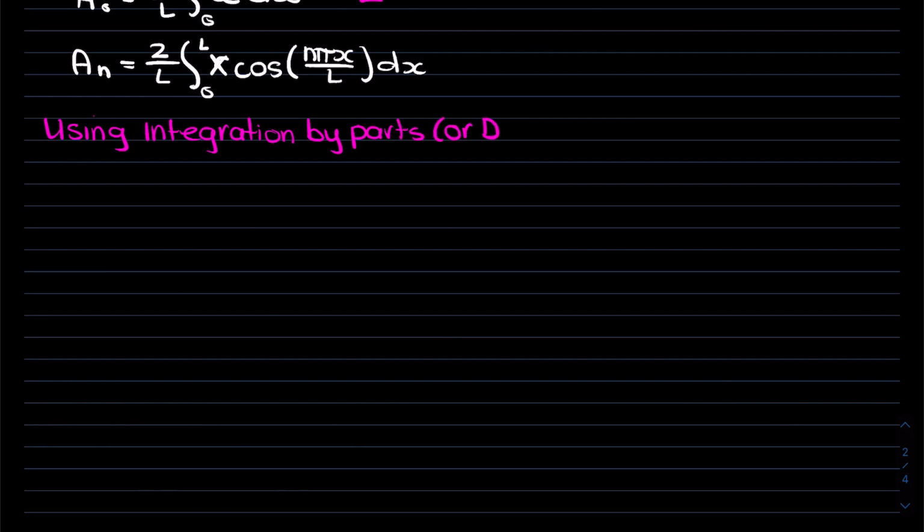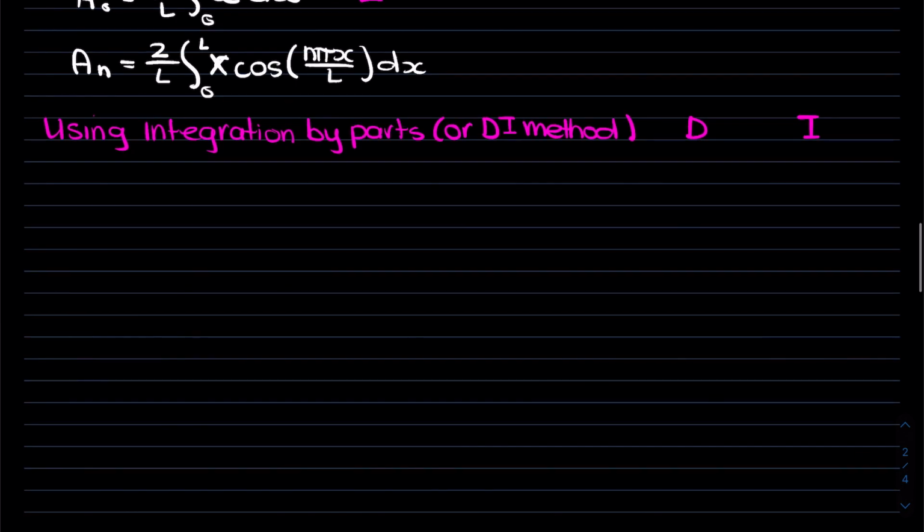Or the DI method. You can see that's clearly based on integration by parts. I'm just going to use the DI method here because it's fairly straightforward and quick, but I'm assuming that you know how to do integration by parts or integrals of this nature. So x, 1, 0, cosine n pi x over L.